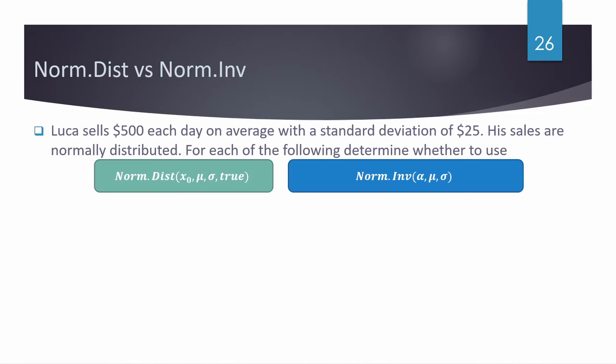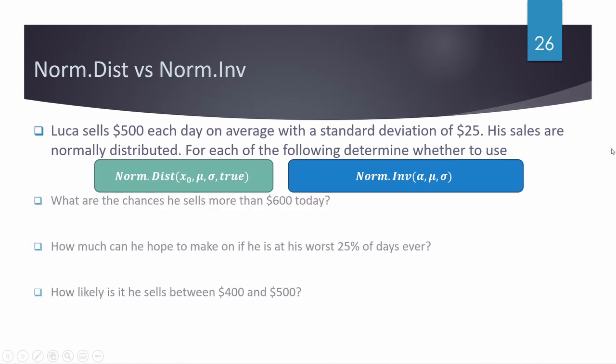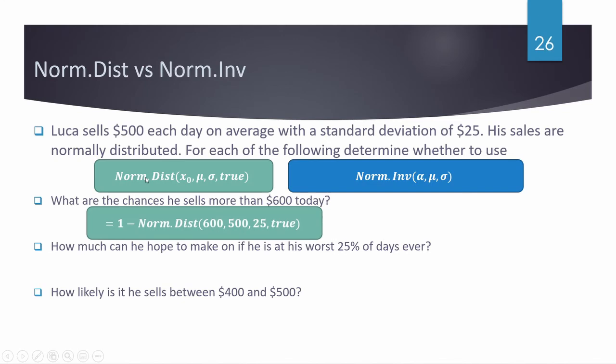To clarify how we think about norm.dist and norm.inverse, I'm going to give you 3 examples here where you're going to determine whether you should be using norm.dist or norm.inverse to answer these questions. So we've got Luca, who's out selling something. On average, he sells $500 worth of stuff every day, and the standard deviation of his sales is $25. And we know his sales are normally distributed. What are the chances he sells more than $600 worth of stuff in a day? Again, here we know the value X that we're after, and we're asking about a probability. So we're going to use norm.dist here to calculate this.